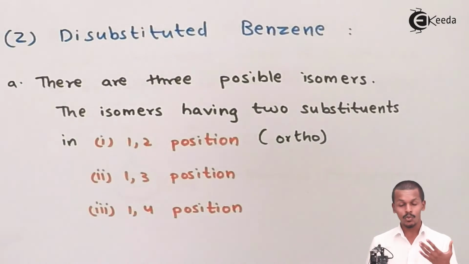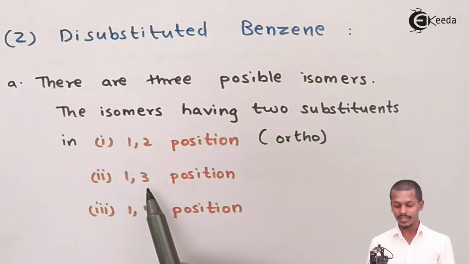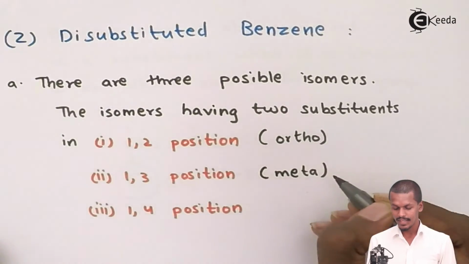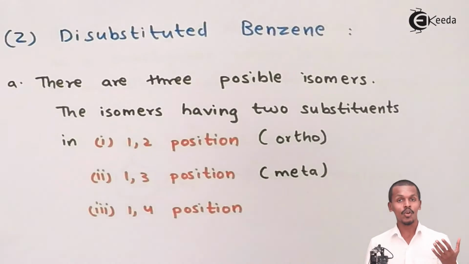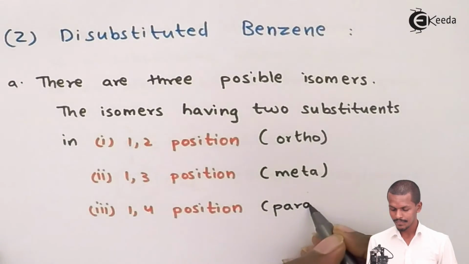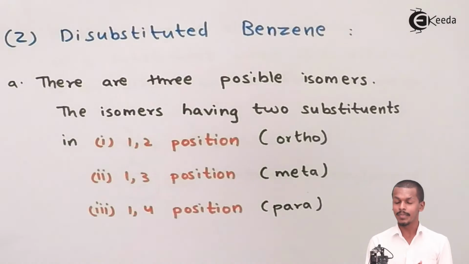And when the groups are attached on carbon number 1 and carbon number 3, that is called meta in terms of the common name. And in terms of the common name, when the groups are attached on carbon number 1 and carbon number 4, it is called para disubstituted benzene, or meta disubstituted, or ortho disubstituted benzene. So this is also something we have to be concerned about: on which position, carbon number 1, 2 or any position, the substituents are attached.